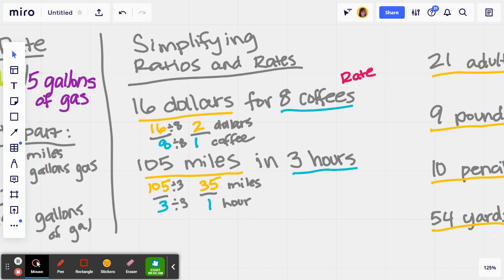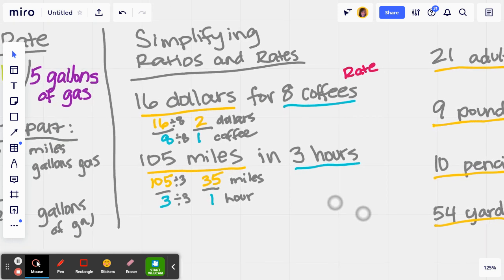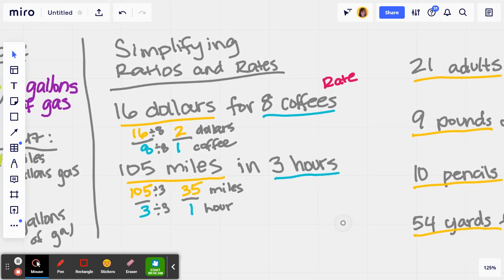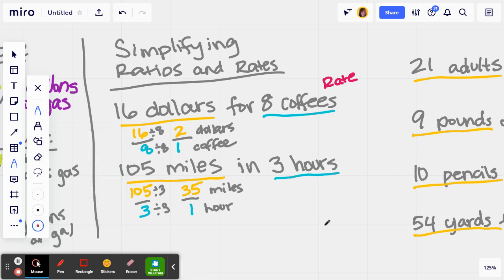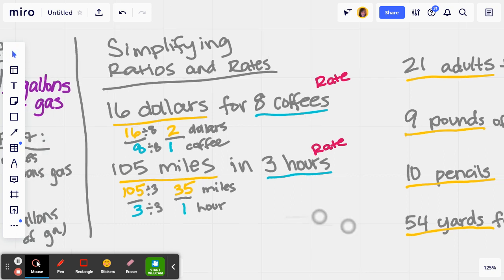Okay, let's look at the next one. Oh, I forgot to ask you, is that a rate or a ratio? 105 miles to 3 hours, rate or ratio? It is a rate. Obviously, if we can find the unit rate, it must be a rate, right? The reason it's a rate, of course, is because miles and hours are different units. So we are calling that a rate.